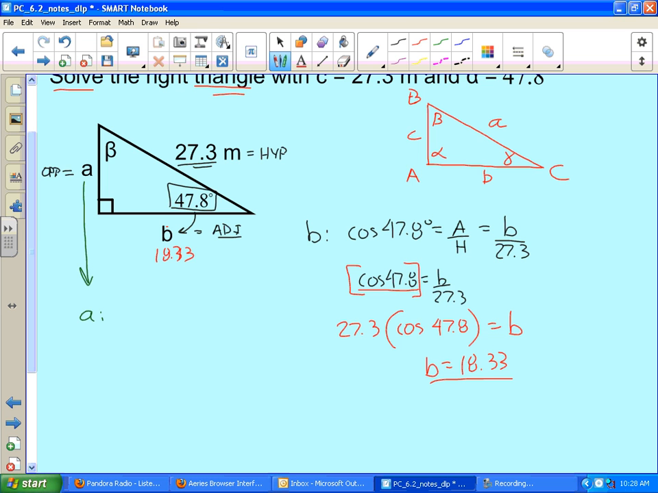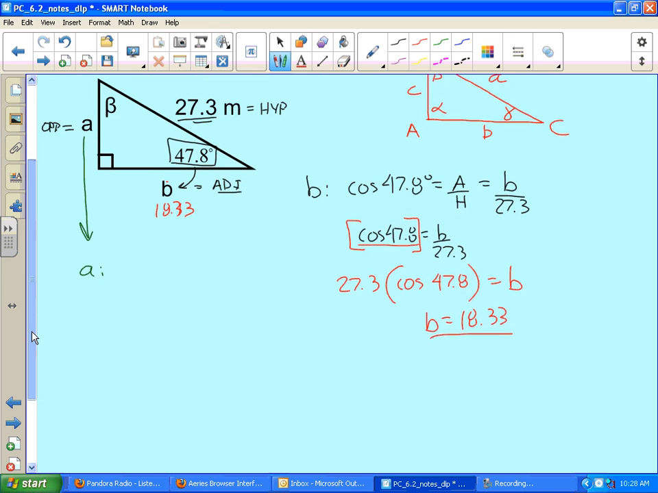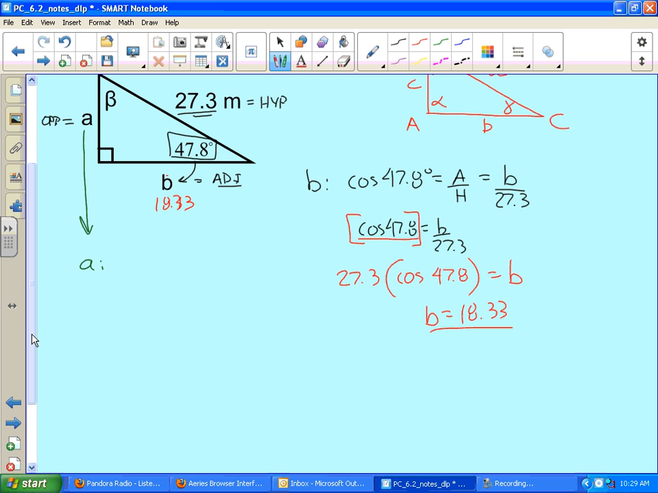Okay, how can I find A? What are my options now? I could use tangent now. I could use sine. A is an opposite. Tangent and sine both have opposites in them, so I can pick. Once I find this other side, it opens up the opportunities for me to use different trig functions. So let's say we just do sine. Sine of 47.8 is equal to A over hypotenuse.